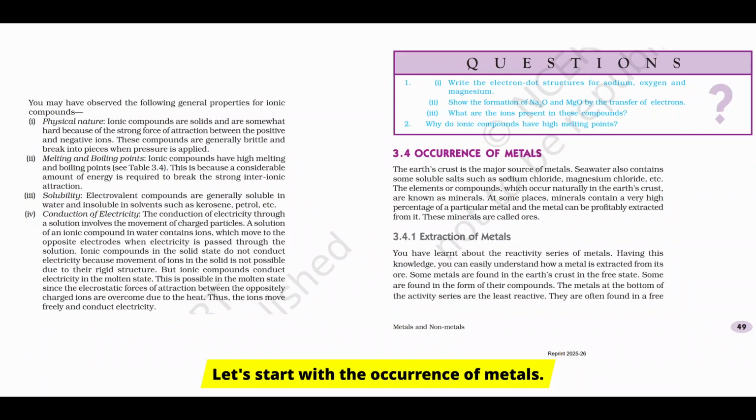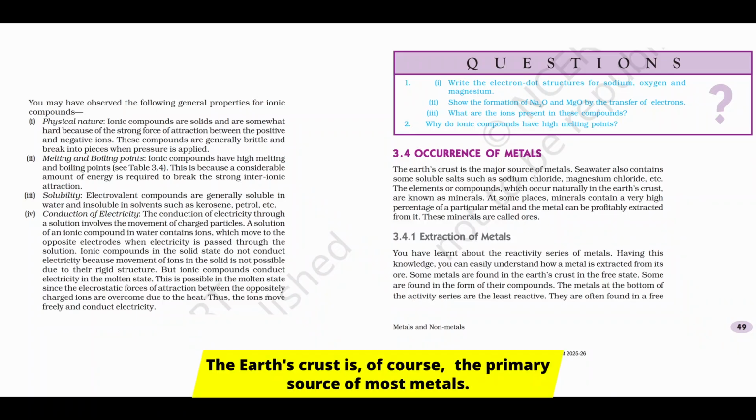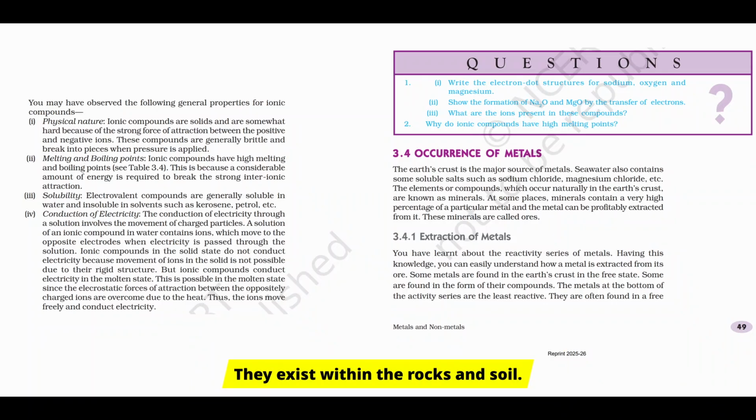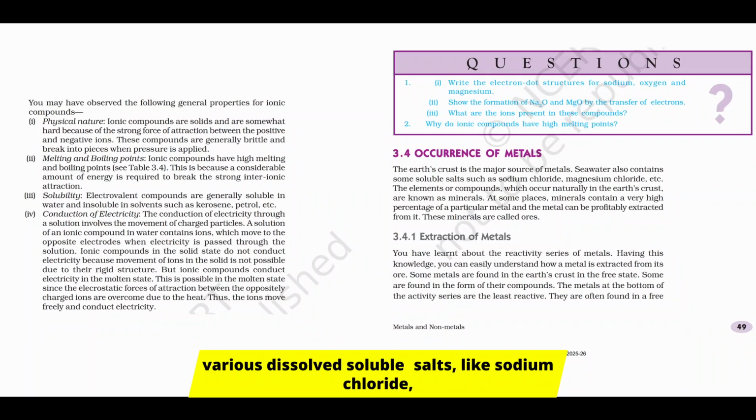Let's start with the occurrence of metals. Where do we find them? The Earth's crust is, of course, the primary source of most metals. They exist within the rocks and soil. Additionally, seawater contains various dissolved soluble salts, like sodium chloride, common salt, and magnesium chloride, offering another reservoir, especially for reactive metals like sodium and magnesium.